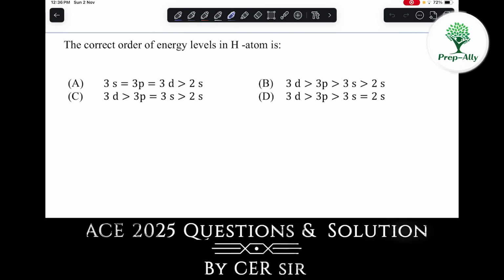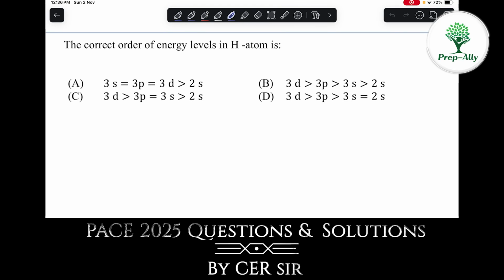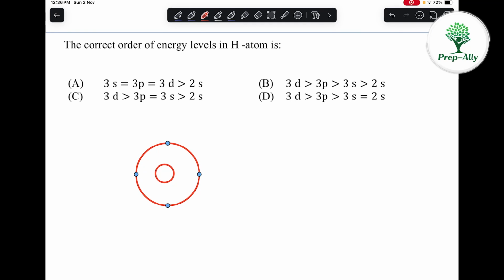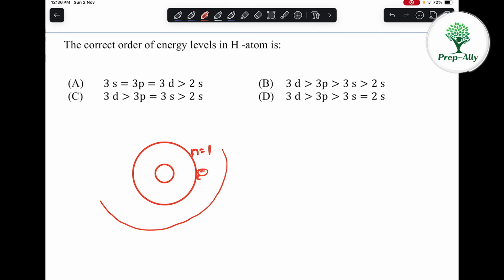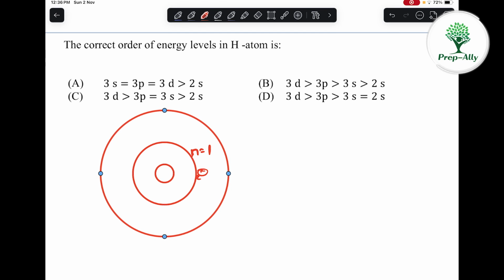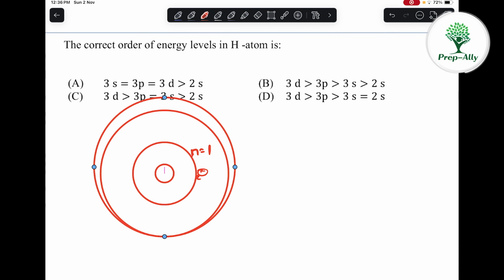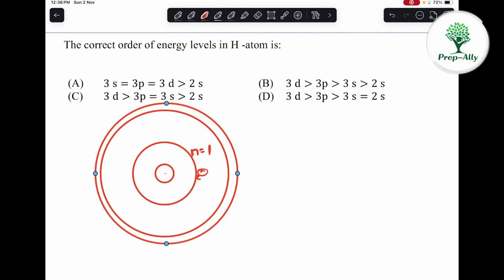The correct order of energy level in H atom. If you are talking about H atom, it has only one electron, and that will be in the first main shell. Only one electron. Then what about the other main shells? Other main shells still exist, but the attraction from the nucleus is very less, and there are no electrons there.